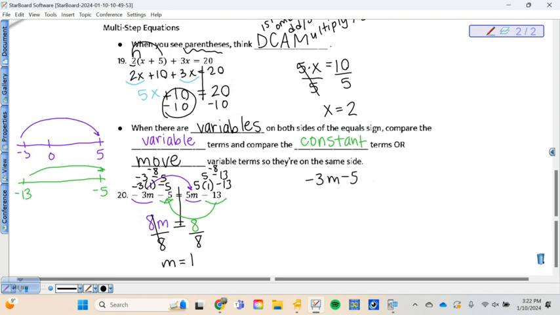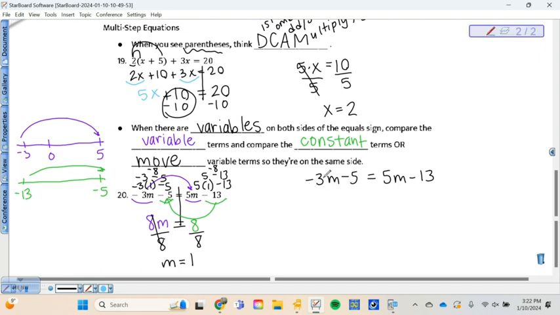So we'll rewrite the equation. Negative 3m minus 5 equals 5m minus 13. So I said our other option is to move the variable terms so they're on the same side. I can either take this negative 3m and move it over to the right, or I could take my 5m and move it over to the left. Either way, it doesn't matter. But I choose to move this negative 3m.